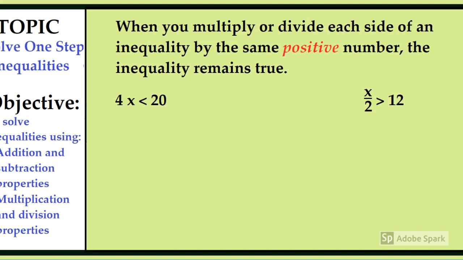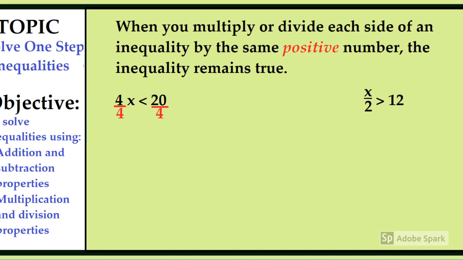Now, when you multiply or divide each side of an inequality by the same positive number, the inequality remains true. Let's work on the first example. 4x is less than 20. This time, what are we going to do?